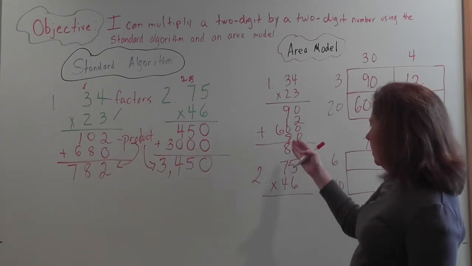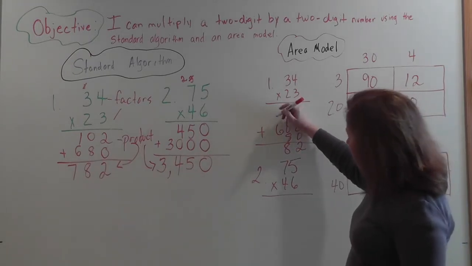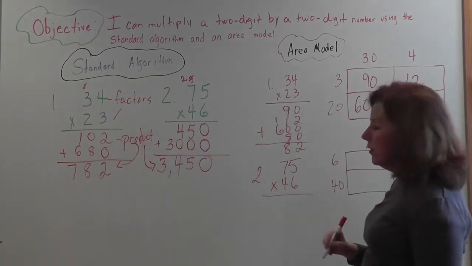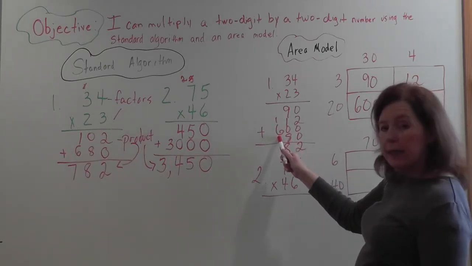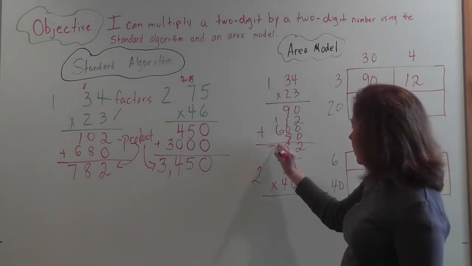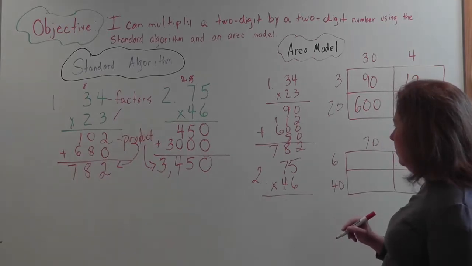So I bring my 10 tens over to my hundreds. Okay? So I bring it over to my hundreds. Now I add 1 plus 6 is 7. So my product is 782. Okay?